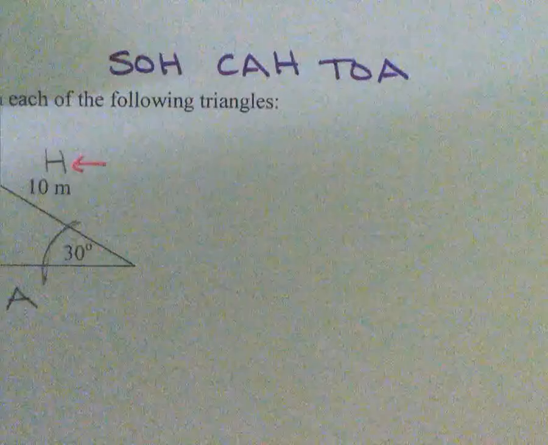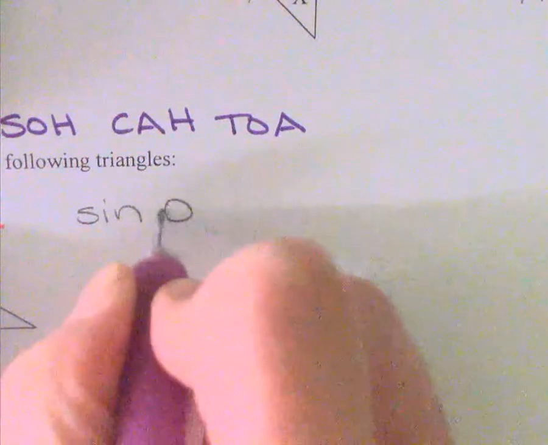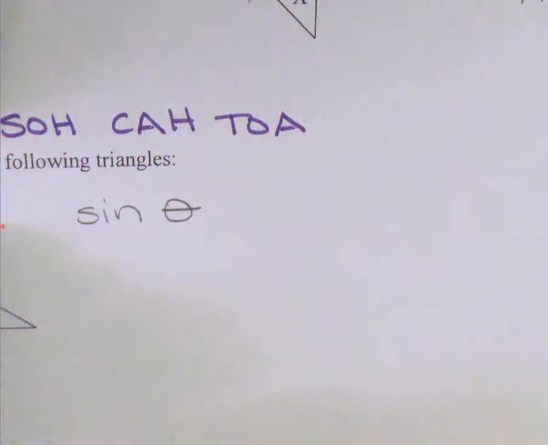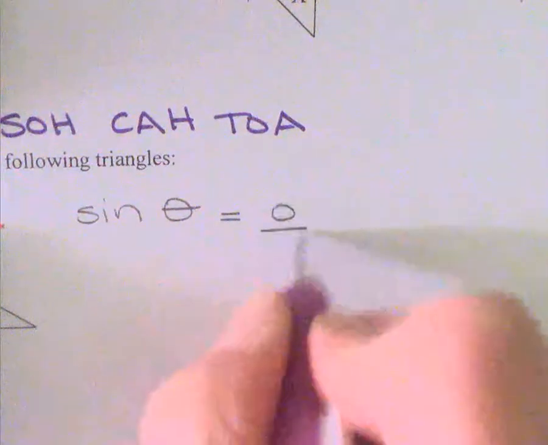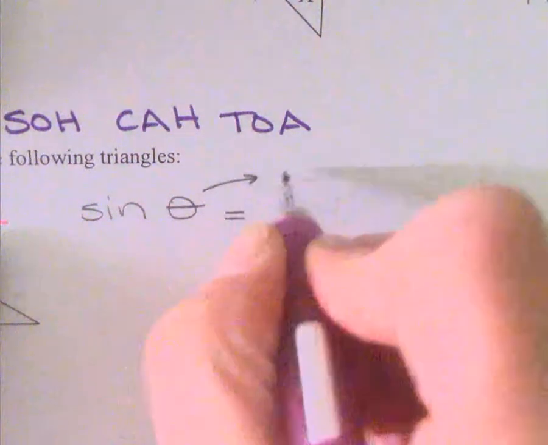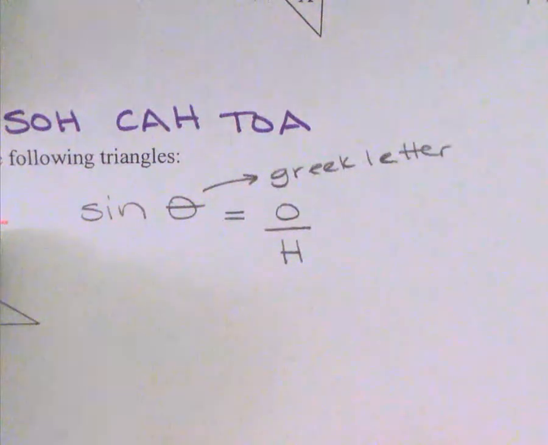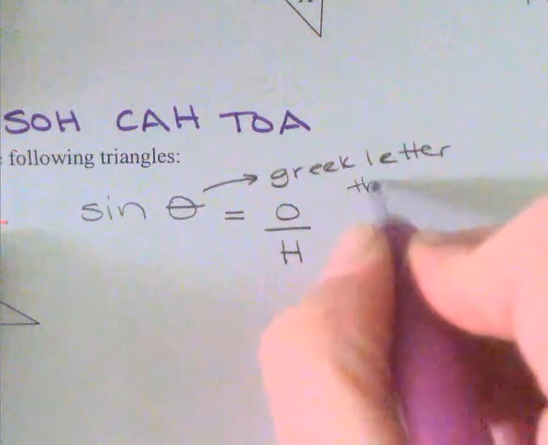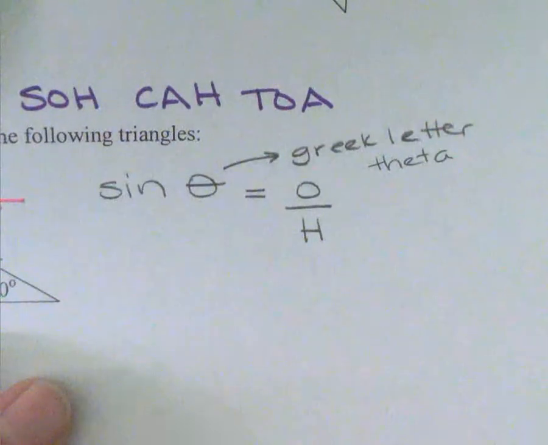So first thing I'm going to do is I'm going to write down my formula. So I'm going to write that sine, and I'm going to change it to theta. Theta is a Greek letter, is equal to opposite over hypotenuse. So this is a Greek letter that we often use to represent an angle. It helps us so we don't get confused with all the letters.